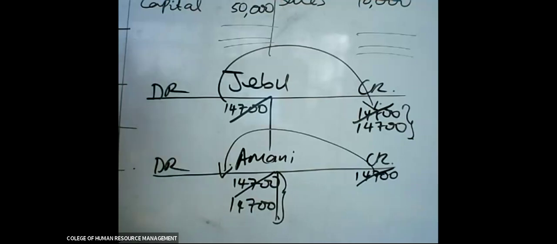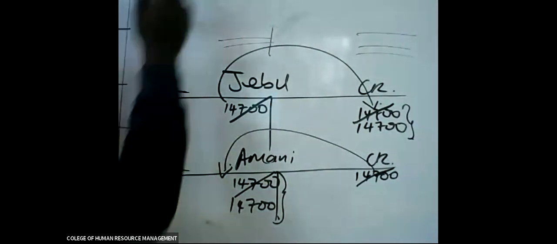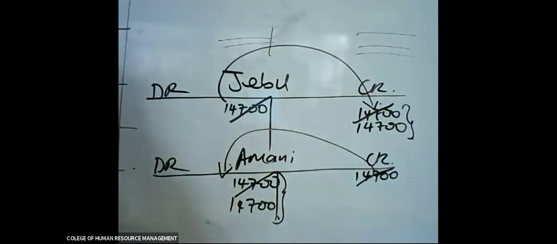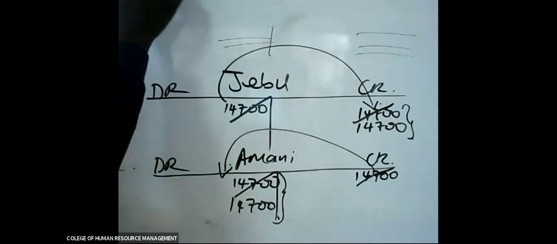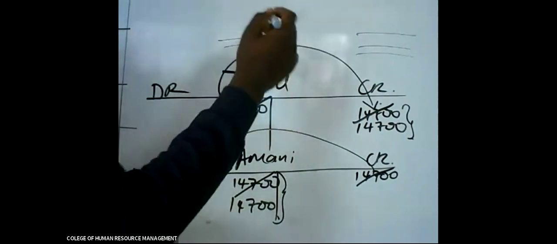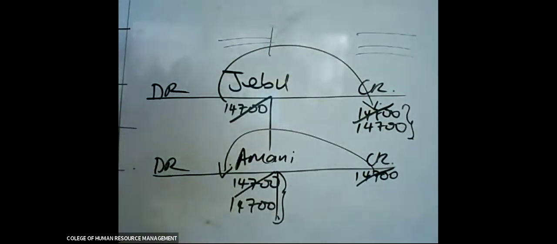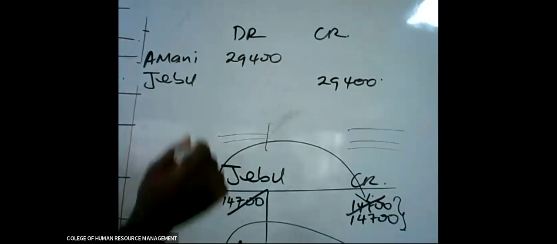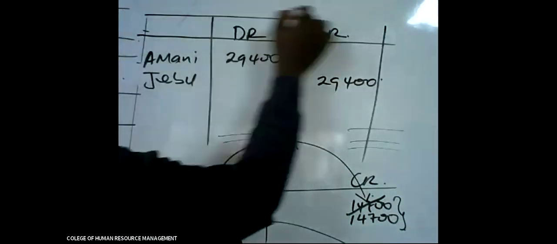So when you are doing your journal entries, we have the DR and the CR and the serial number. So you just come here and say the correct account that was supposed to be debited is Amani, 29,400. Then Jebu, who is a creditor, because he had been debited, we shall credit by 29,400. That is how you deal with it. So in your journal entries, you have it like this.